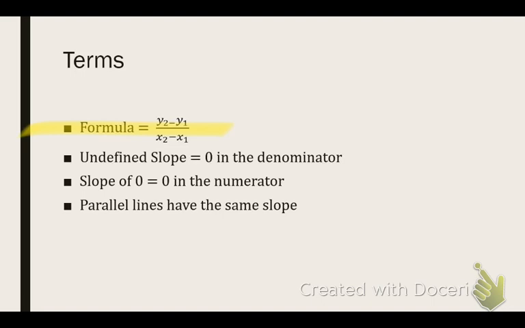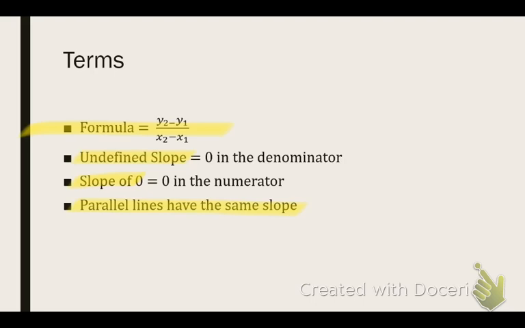All right, you also need to know that an undefined slope occurs when 0 is in the denominator. 0 is your denominator value. A slope of 0 occurs when 0 is in the numerator. All right, you're going to see that in just a second. And parallel lines have the same slope, which we probably will not have time to cover today, and we'll cover that tomorrow.